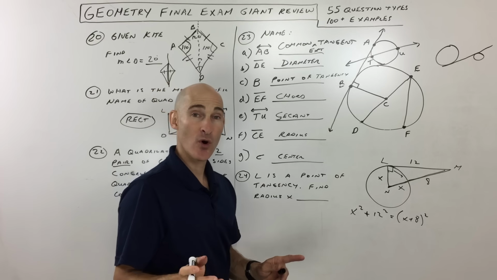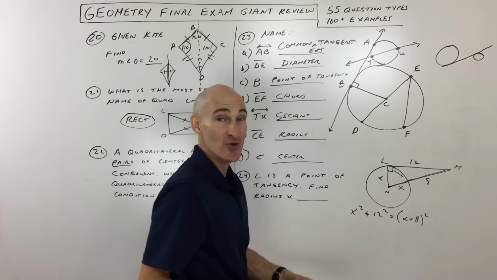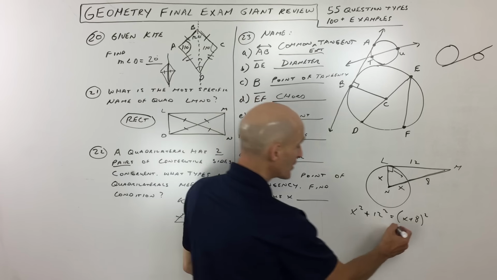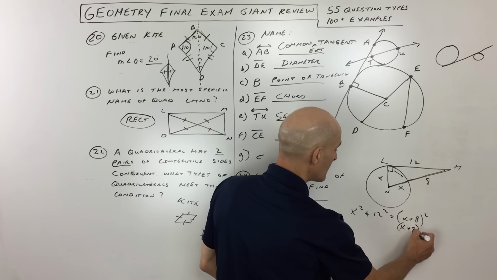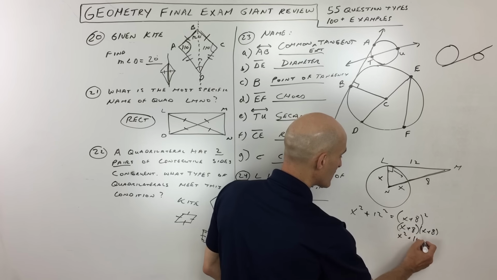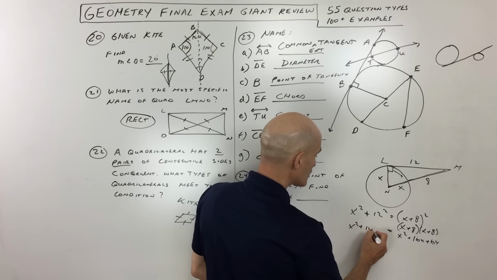Now here's where students go off track, and I don't want you to go off track here. What students will do is they'll just distribute that 2. You can't do that because this is a binomial. You actually have to FOIL this out. So it's really going to be (x plus 8) times another (x plus 8). And if you FOIL that out, you get x squared plus 16x plus 64 equals x squared plus 144.